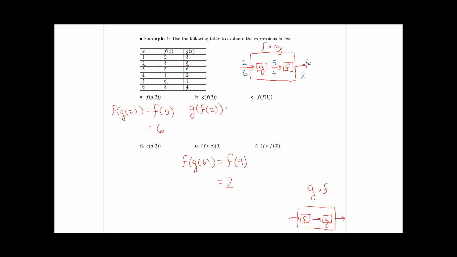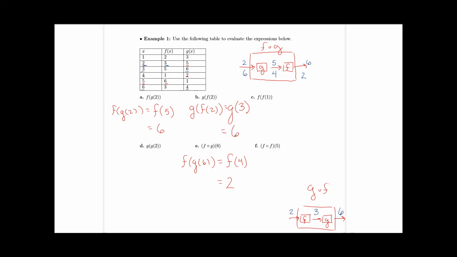So in this case, we're sending a 2 into f. What does f do to 2? Well, it takes a 2 and it makes it into a 3. So this becomes g of 3, because 3 comes out the other side of f. And then what does g do to the number 3? You can see that it takes 3 and turns it into a 6. So out of this composition of functions, I should end up with 6.